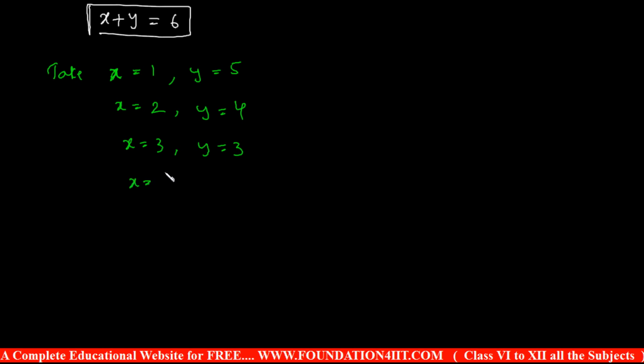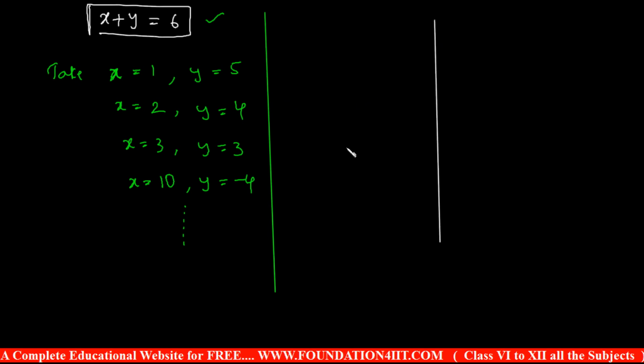Not only positive, any number: if I take x is equal to 10, then what will y be? Take this side, 6 minus 10, so minus 4, because 10 minus 4 is 6. So there are infinite solutions if we take a linear equation in two variables. For the properties, we need to do the graphical representation. For example, let me take one y-axis and x-axis, let's say x and y.